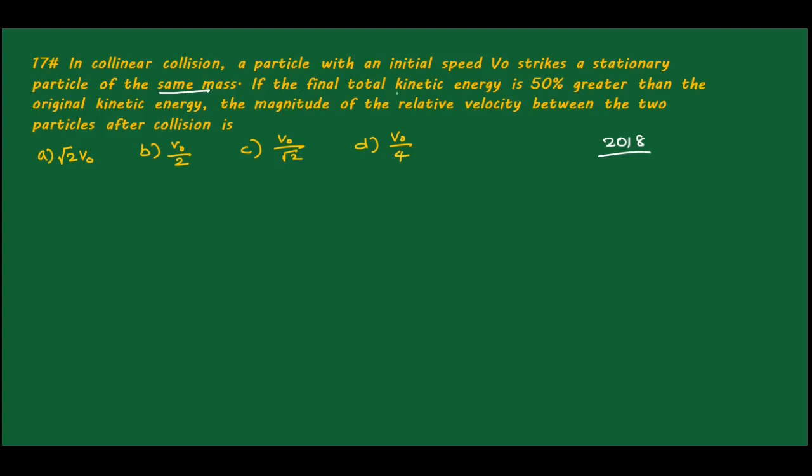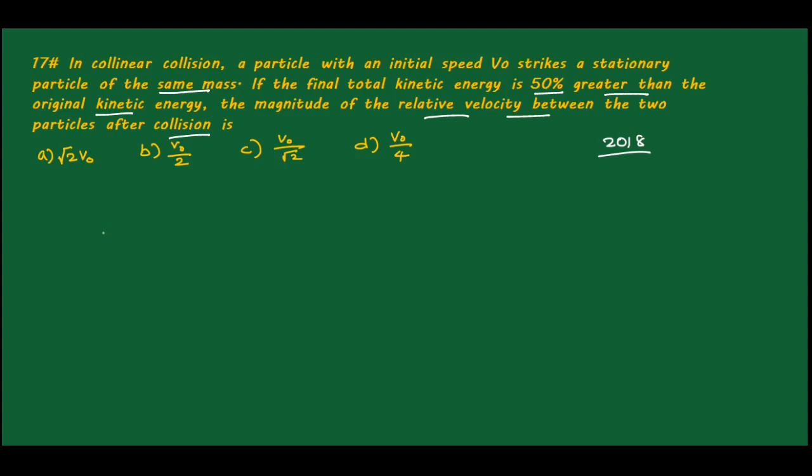If the final total kinetic energy is 50% greater than the original kinetic energy, the magnitude of the relative velocity between the two particles after collision is... First of all, understand what the question is given. It is a collinear collision.